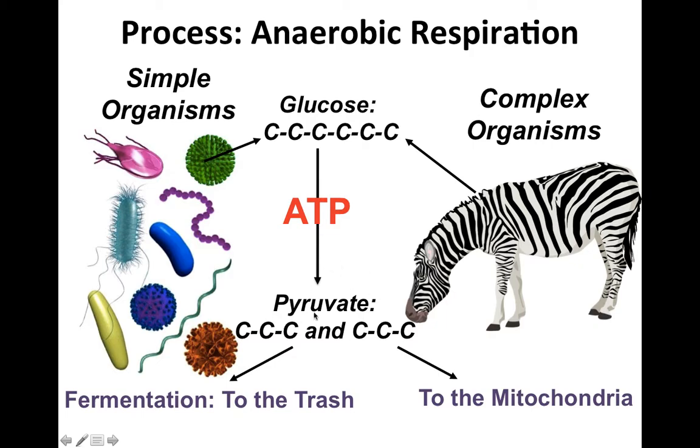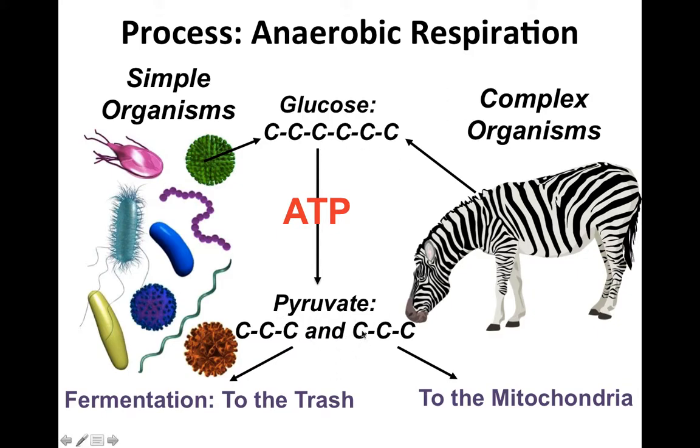Now, what we do with this pyruvate is going to depend on who and what you are. For these simple organisms, this ATP is enough. So they're going to take this pyruvate and get rid of it through the process of fermentation. If you remember, we had the lactic acid fermentation and the alcohol fermentation. The alcohol, the CO2, the lactic acid, that is basically pyruvate as a waste product. It's trash. The zebra over here, or us, because we're complex organisms, or actually, to be honest, guys, anybody but the bacteria and the yeast, is going to do this.